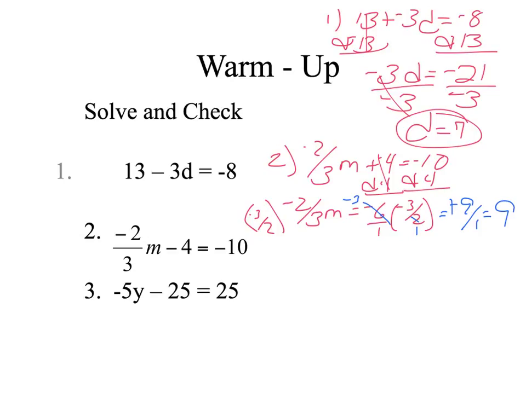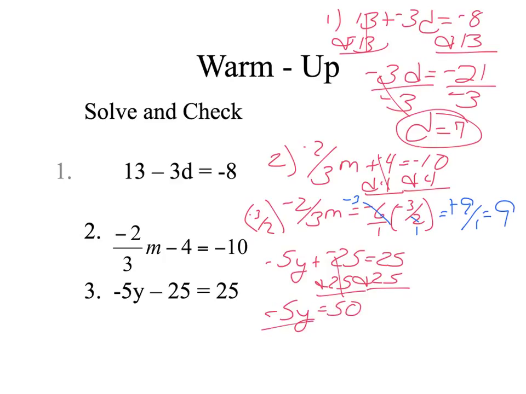And number 3, negative 5y plus negative 25 is going to equal 25. I'm going to add 25 to each side. Negative 5y equals 50, divided by negative 5, and I get y equaling negative 10.